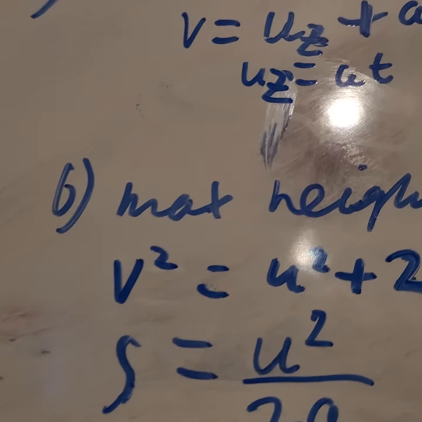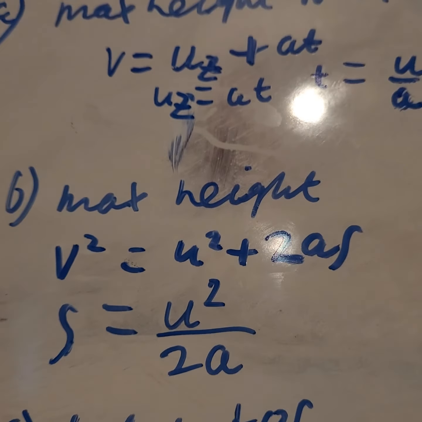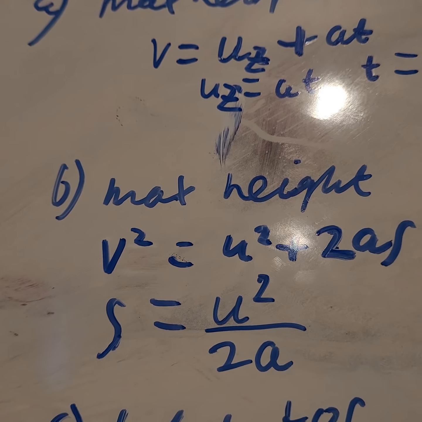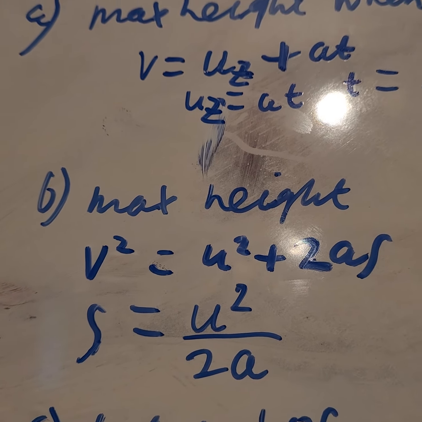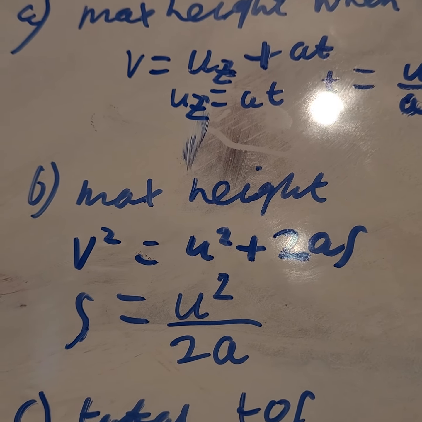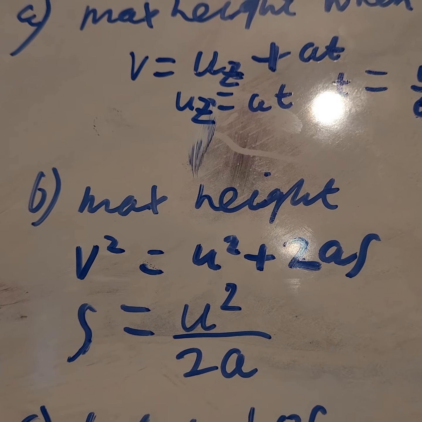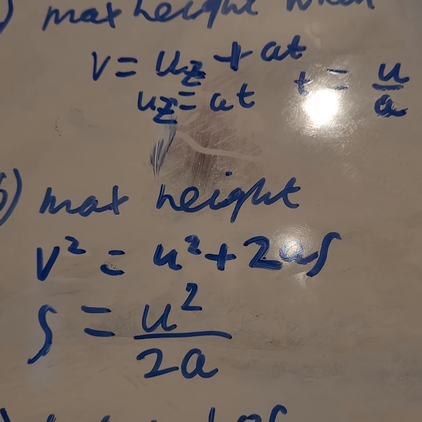So the previous question was how long does it take to reach the maximum height, and now we're actually solving for the maximum height. So we use this equation, v squared is equal to u squared plus 2as, and just as before we set v equal to 0, so it ends up being u squared is equal to 2as, and we just rearrange to solve for s.